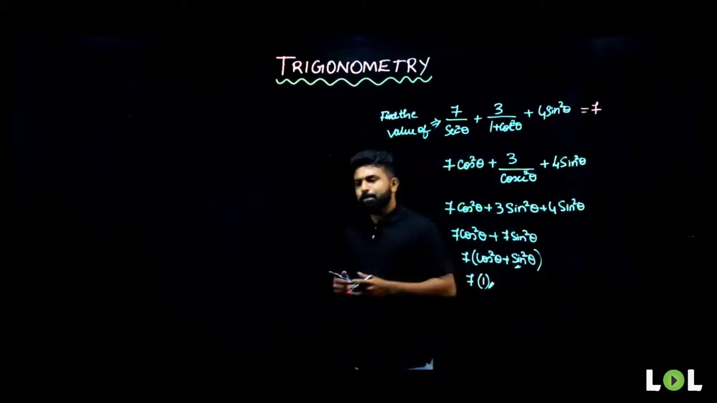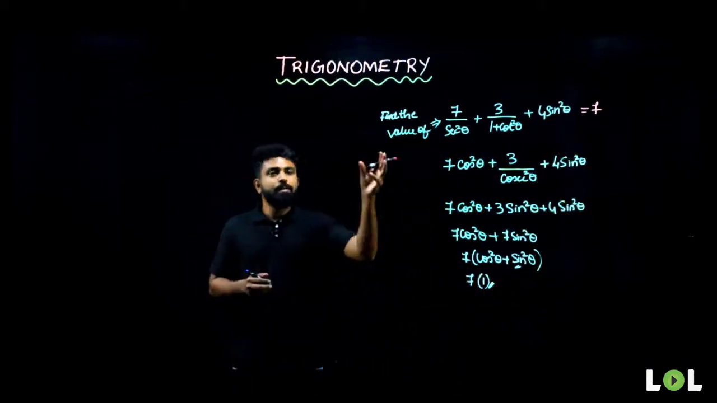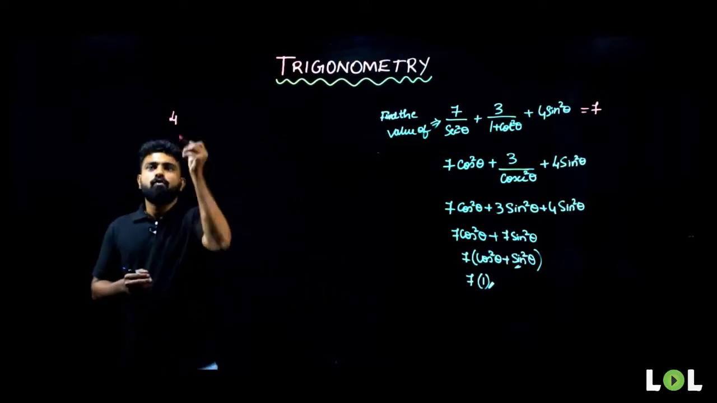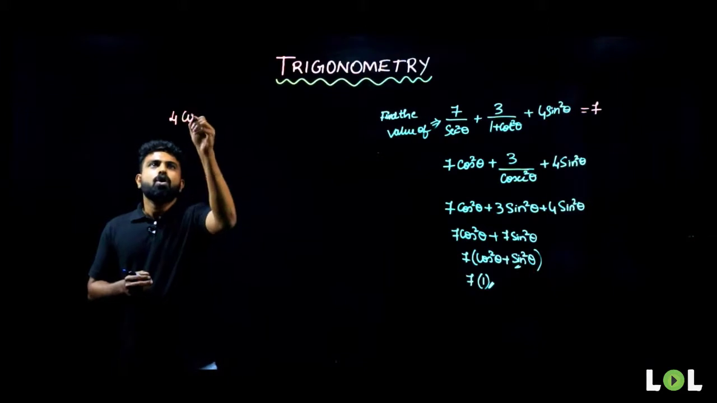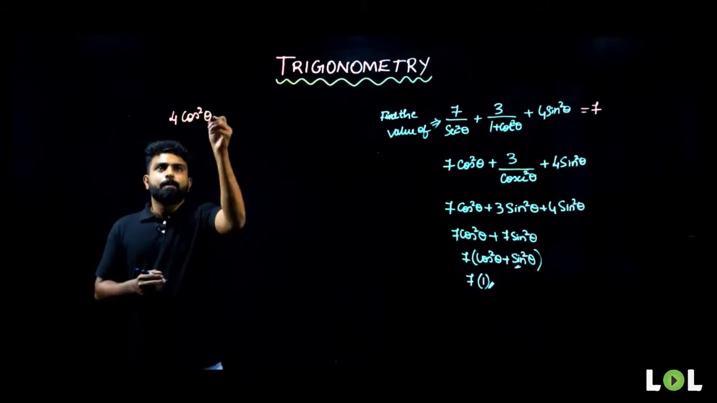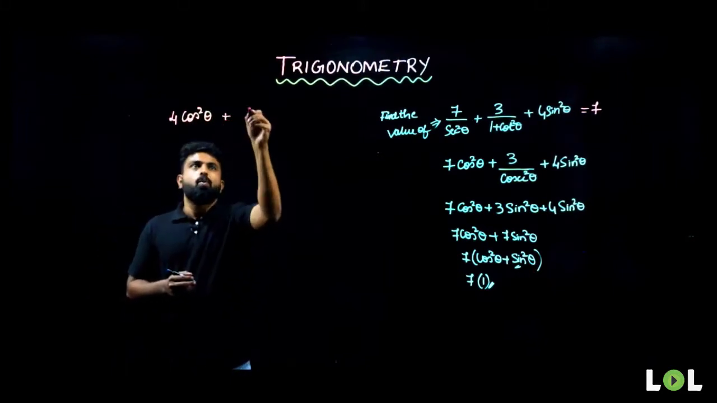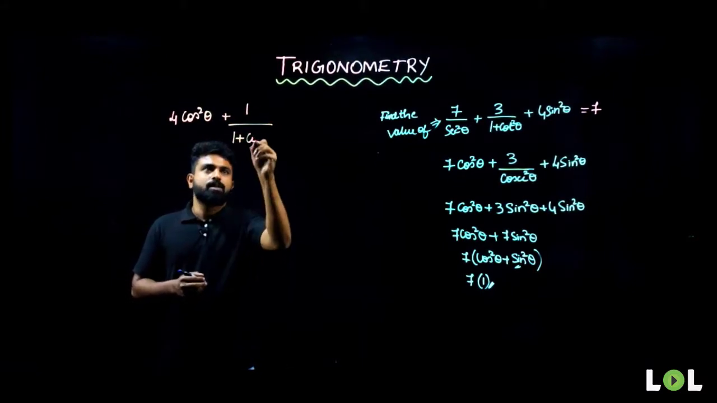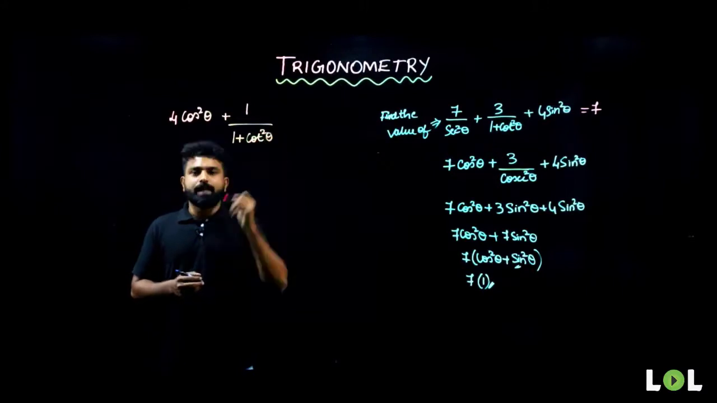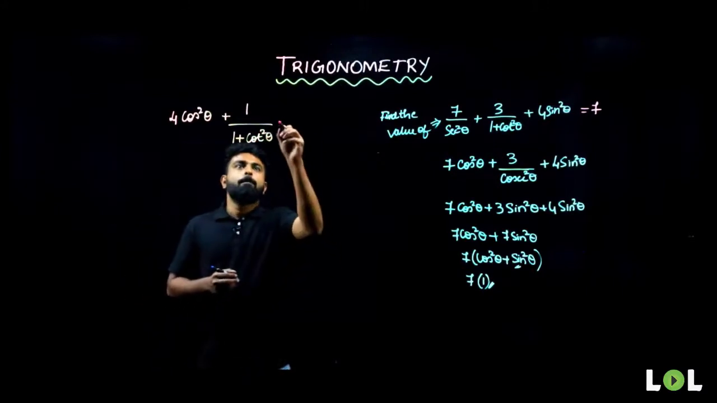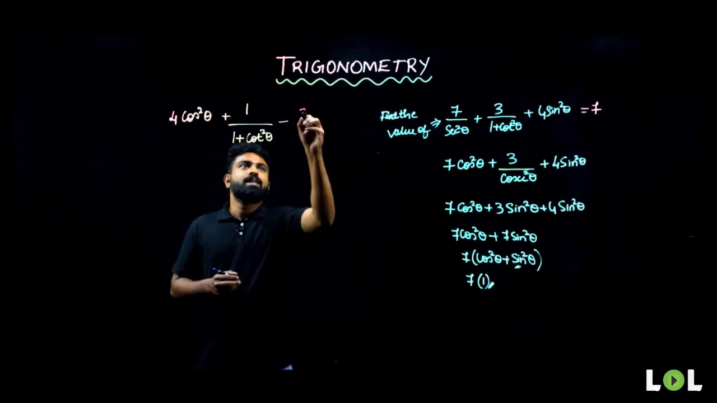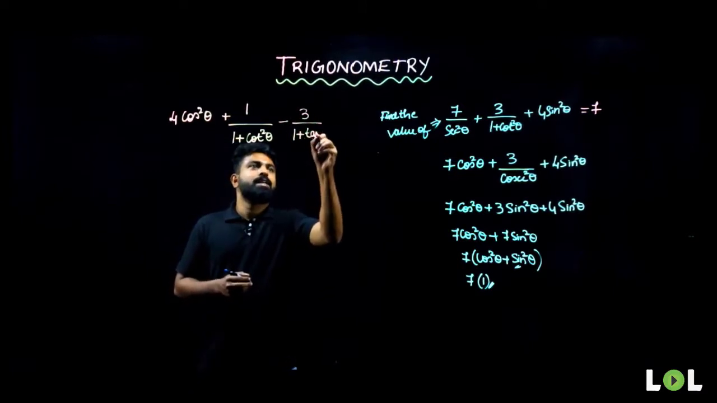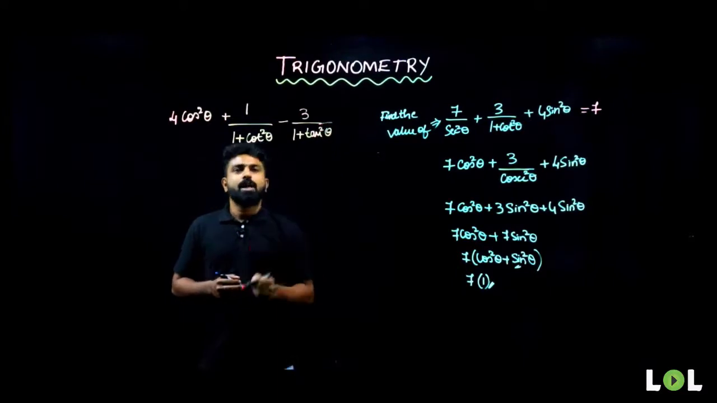This was very simple. So let us see a similar question. One more question. What does it say? It says 4 cos square theta plus 1 divided by 1 plus cot square theta minus 3 divided by 1 plus tan square theta. Now what will be the value for this?